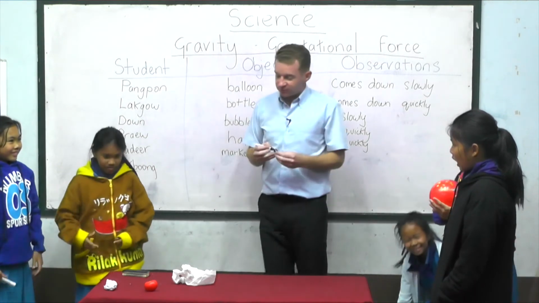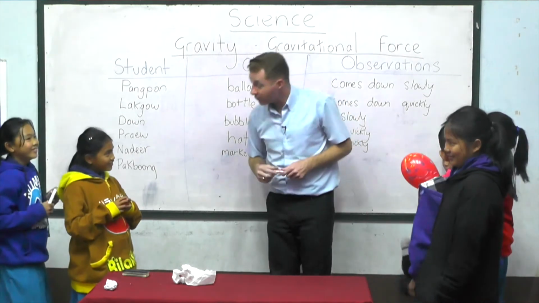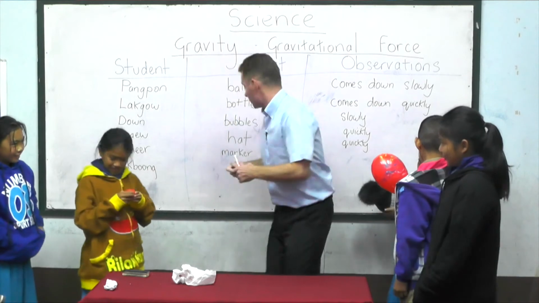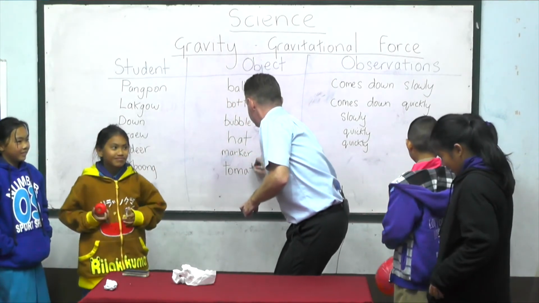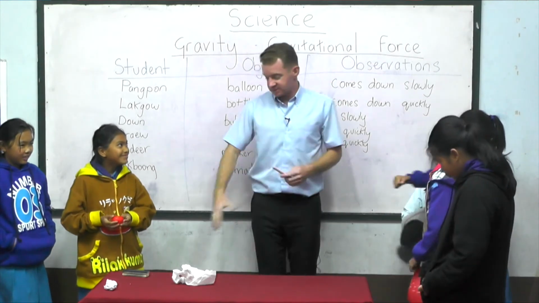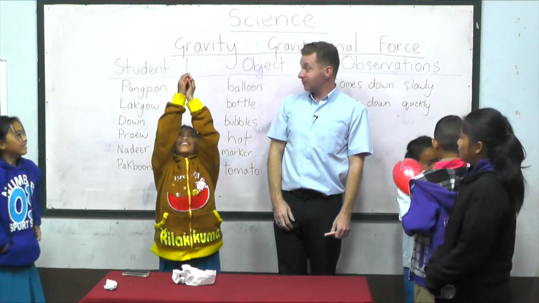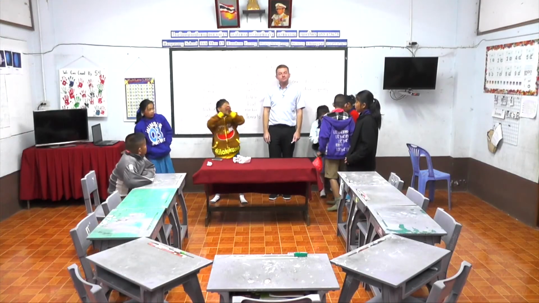Can you show me your object, please? What? A tomato. Is it a real tomato? No, it's a toy tomato. Okay, so tomato. Now, when you're ready, you can stand here, the front, and throw your tomato into the air. And can you catch it? Excellent. One more time. Up into the air.